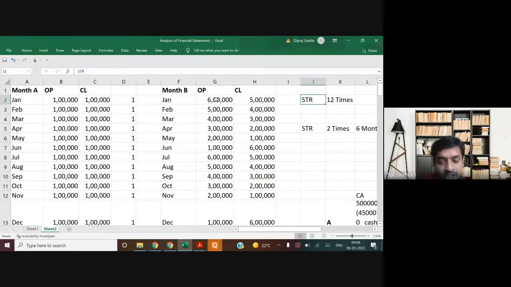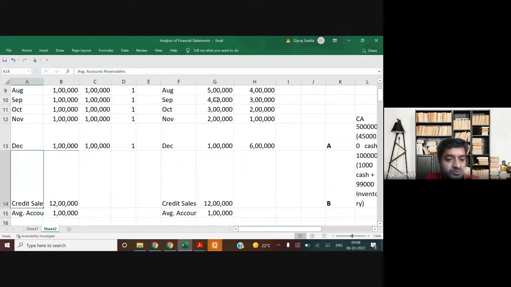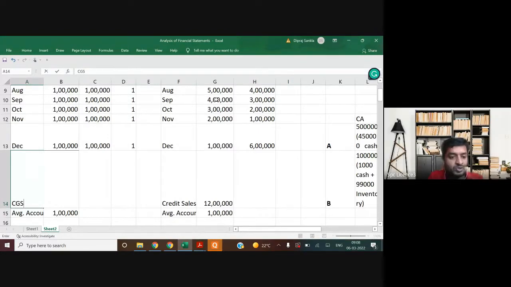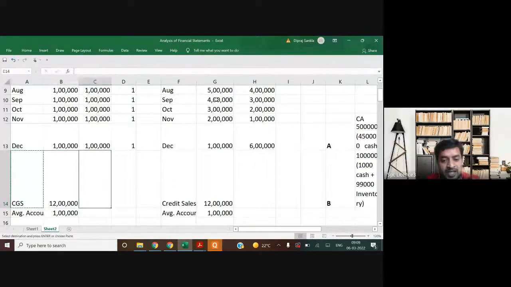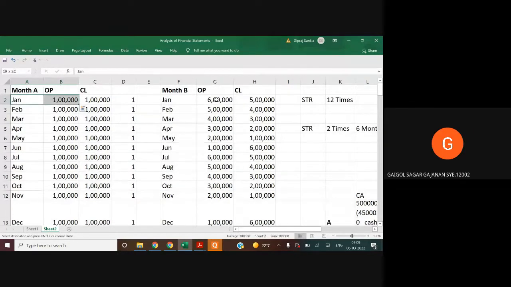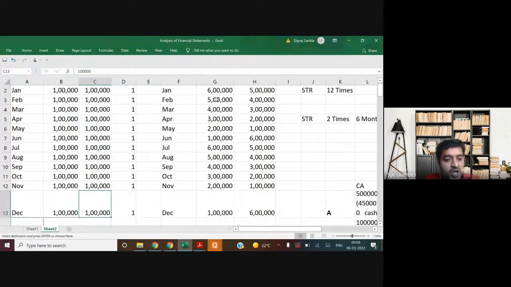Now tell me, we calculated stock turnover ratio of 12 times and stock turnover ratio of 2 times. In both companies, what is the cost of goods sold? 12 lakh, right? Yes, sir. Cost of goods sold is 12 lakh. Okay. Now tell me, the opening stock in A company, what is the opening stock as on 1st January? 1 lakh. And what is the closing stock as on 31st December? 1 lakh.